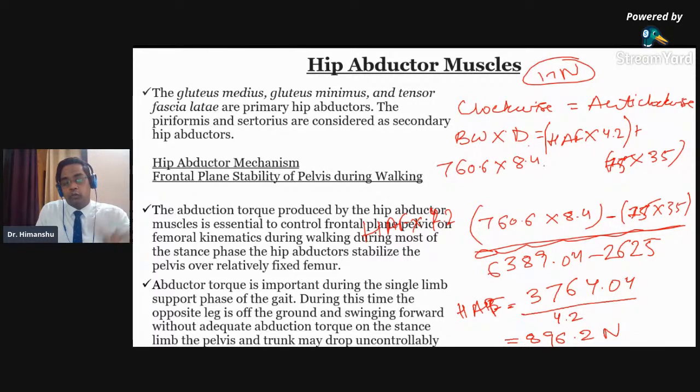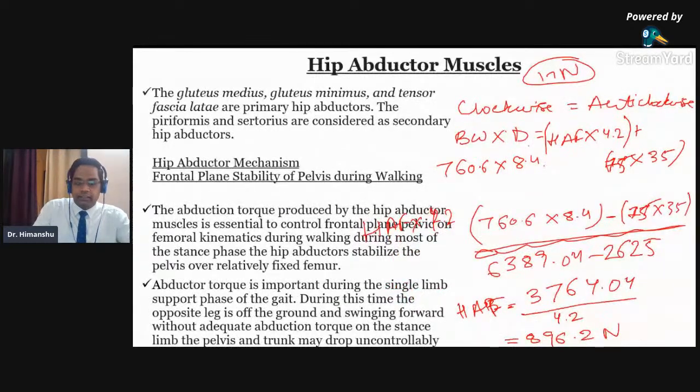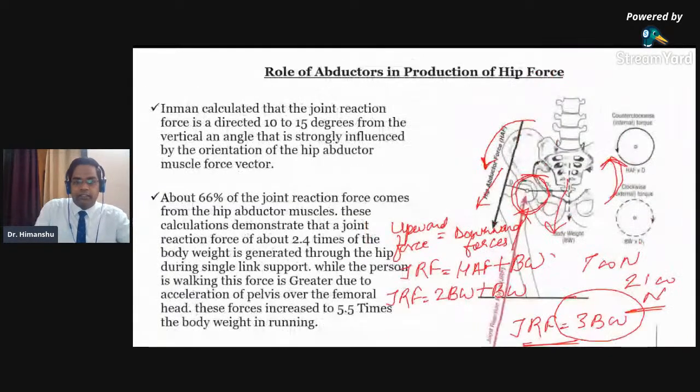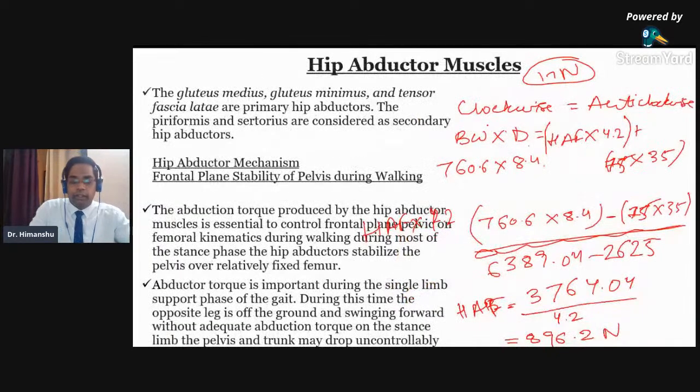Now according to the clockwise or the upward directed and downward directed forces, let us see again. So if we have a cane here, let me remove it. Remember this value, I'll just write it here. So HAF with cane will be 896.2 Newton. All right. Otherwise, we have all the other values.